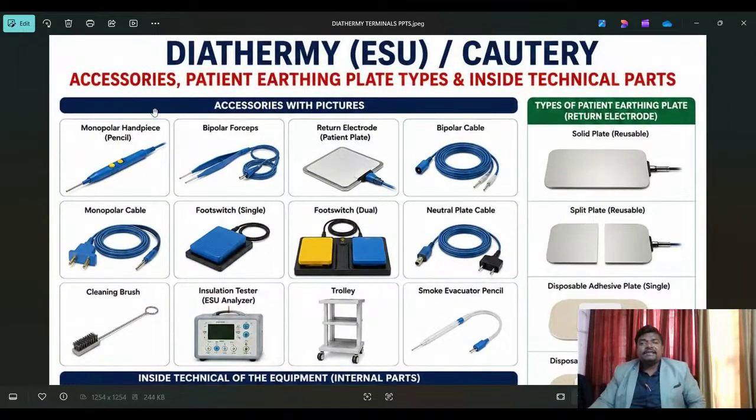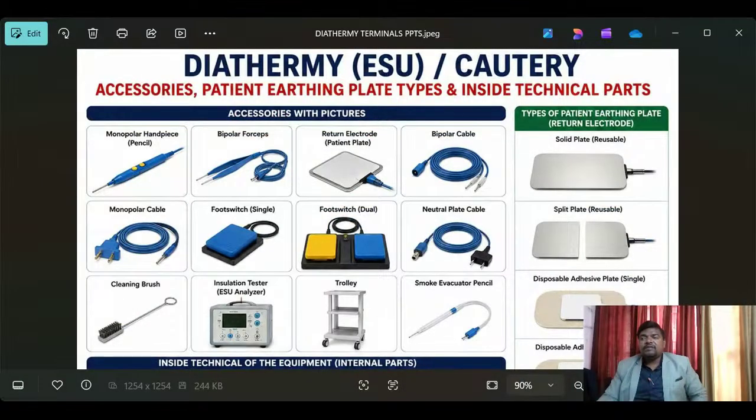So, diathermy accessories and the patient earthing plate and its types. First of all, is it visible or not? I am showing you. Wait. Okay, fine. It is visible.